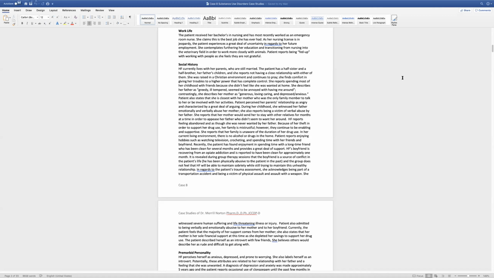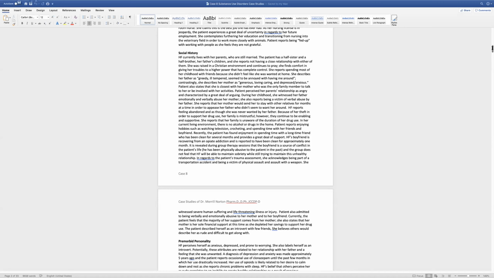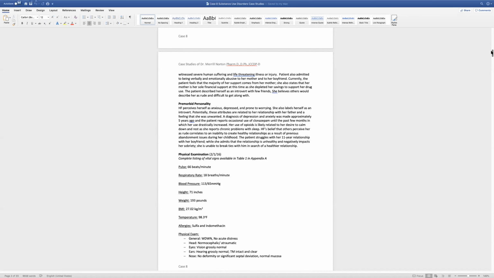Because of her theft in order to support a drug habit, her family is mistrustful. However, they continue to be enabling, and as a result she reports family unaware of duration of drug use. In the current living environment there are no alcohol and drugs in the home. Patient reports enjoying hobbies of television, crocheting, etc. All right, let me go with premorbid. Premorbid, she's anxious, depressed, prone to worrying, labels herself as an introvert, potentially has attributes related to relationship with her father, and 5 years ago, patient had occasional use of clonazepam until a few months ago, etc.